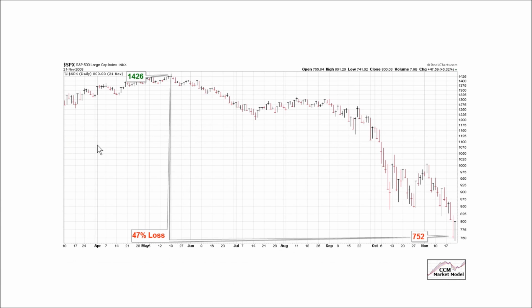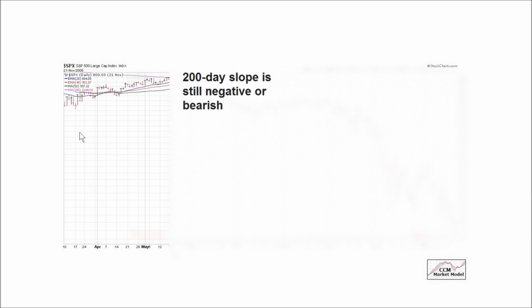Before we bring in the moving averages, here's our reference point. We'll start here at 1426 in mid to late May of 2008. We begin at the point where the S&P 500 is trading over 1400, and you can see this is the 200-day here.